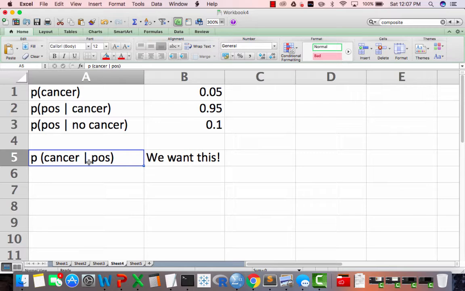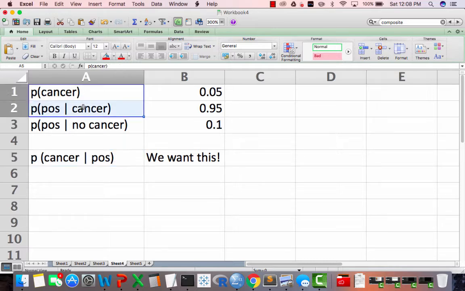So let's say Sally walks into the hospital, takes this new test, and she really wants to know, okay, I got this positive result. What does this mean for me? So we want to find out the probability of cancer given that she got a positive result on the test. That's called a conditional probability, right?